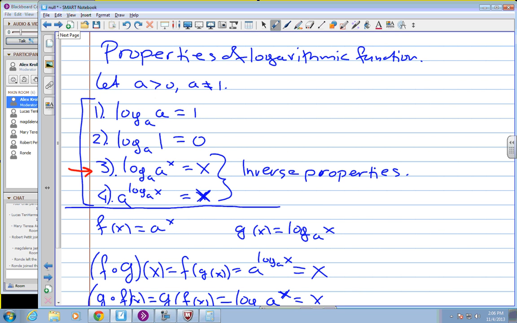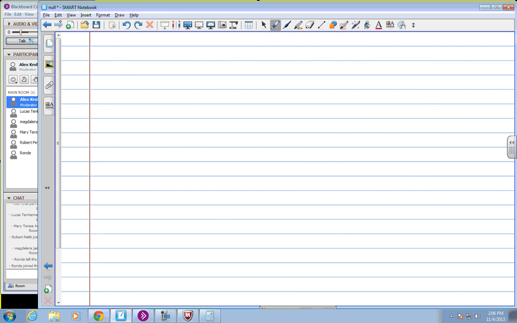Now these 4 properties again are important, and they hold for any general base. So I can rewrite those same properties for common log. Log of 10 equals 1. Log of 1 equals 0. Log of 10 to the x equals x, because I'm just using base 10 here. And 10 to the power log of x equals x, right?